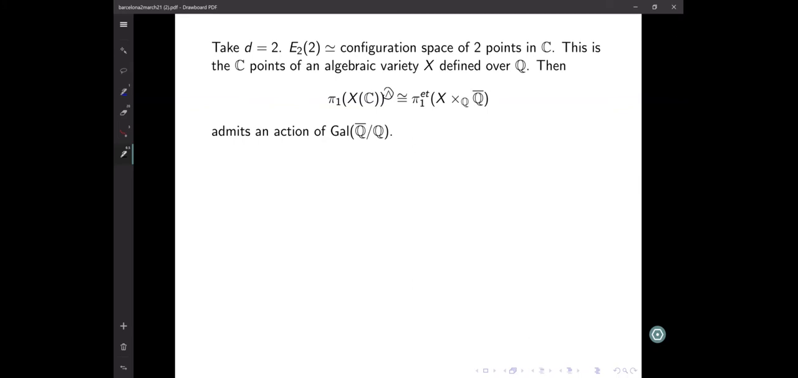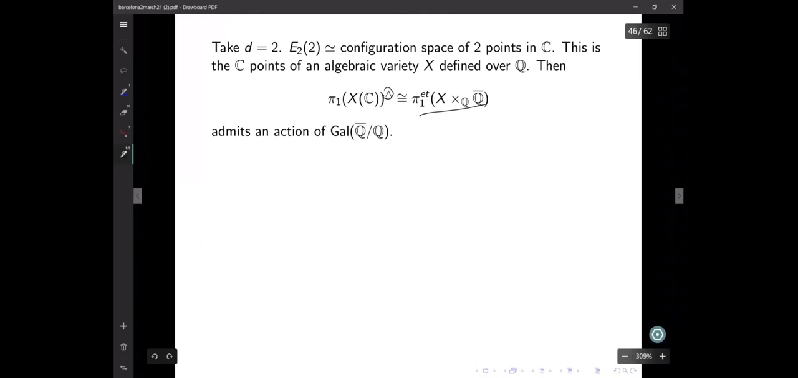And there's the theorem which says that this profinite completion of the fundamental group of this complex manifold is given by the étale fundamental group of the base change of this variety X to Q bar. Okay, the point is that this fundamental group here, by the way that it's constructed, has an action of the absolute Galois group of the rational numbers. So you get an action of the absolute Galois group on the completion of the fundamental group of this configuration space of two points, which is just a circle.